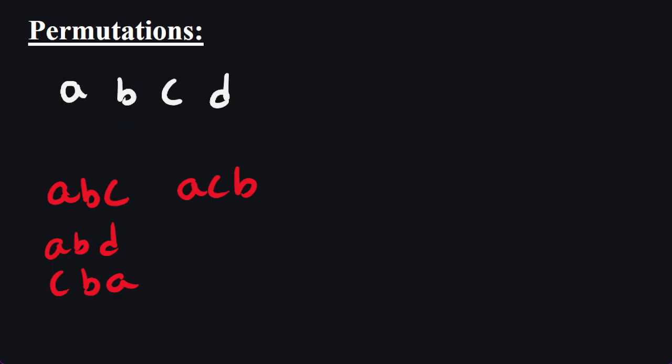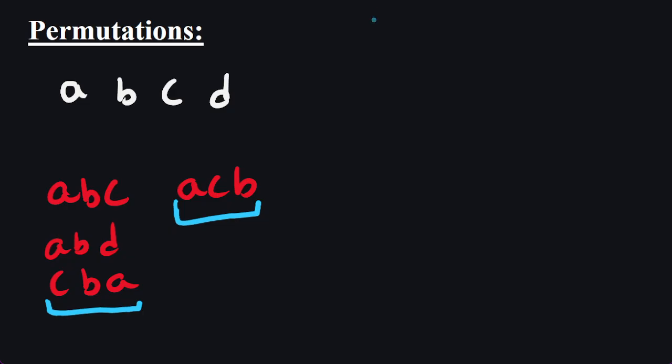And what makes this a permutation is that the order matters. Notice that CBA is different from ACB, because in CBA the C has to come first, then B, then A. But in the other one, A comes first, then C, then B. These are different permutations, so the order actually matters. So instead of listing out every single way we can create a 3-letter word from these 4 letters, let's go ahead and calculate it.